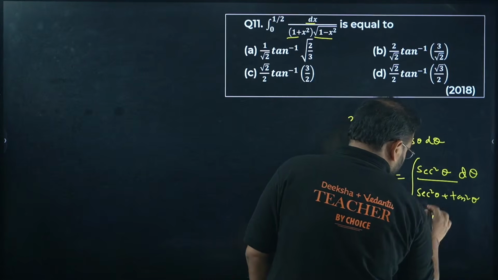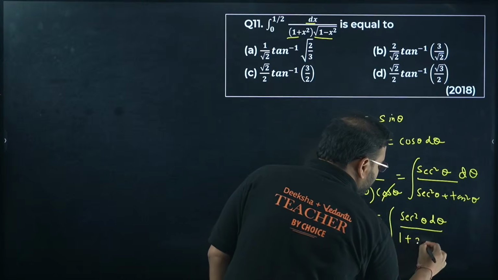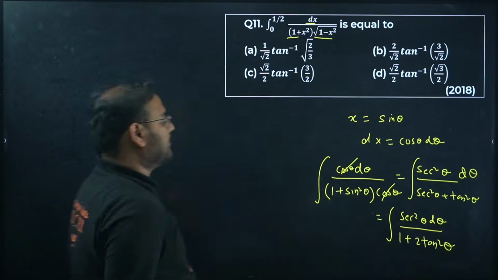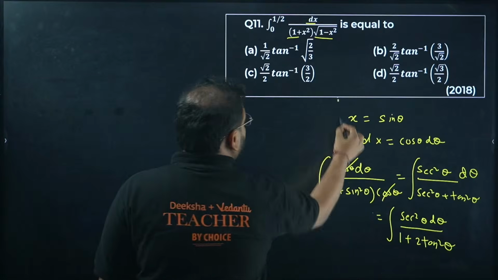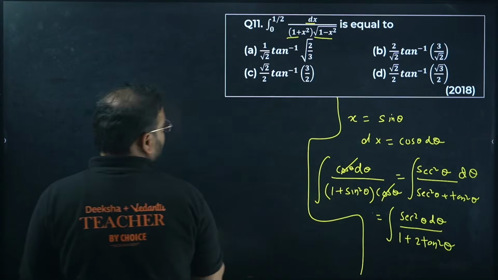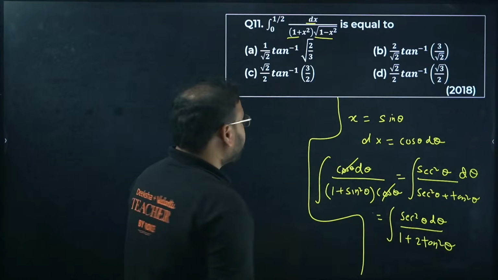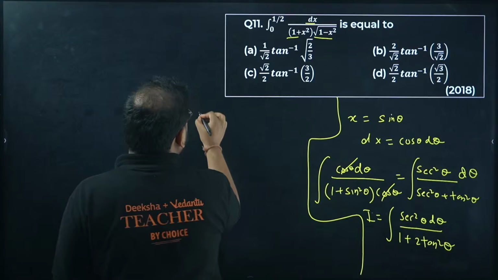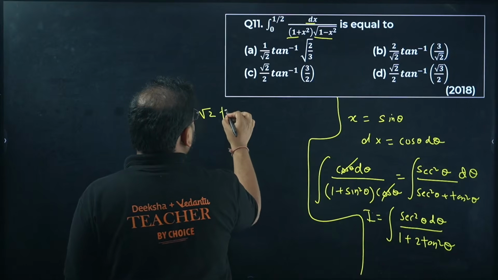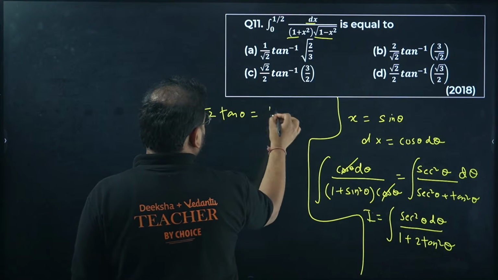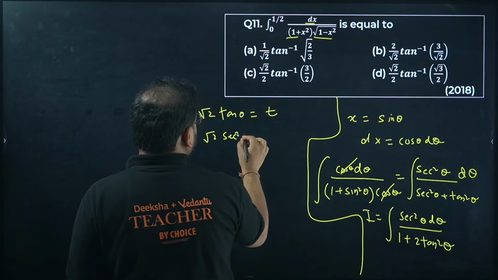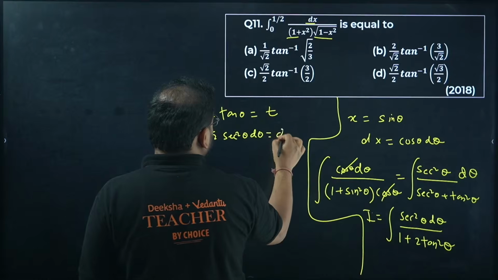Check. You'll get here 1 plus 2 tan square theta. Okay, now in this we'll apply one more time substitution. This is the question so far, and let's say this is my integration I so far. I'll take root 2 tan theta as t. Differentiate. You'll get root 2 secant square theta d theta as dt.